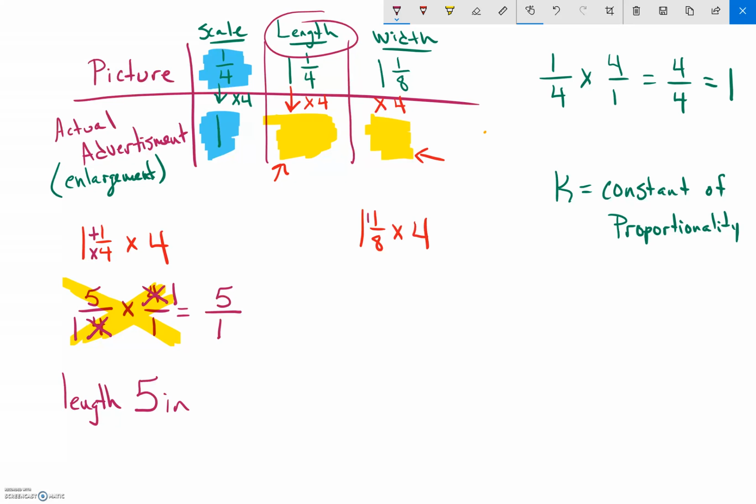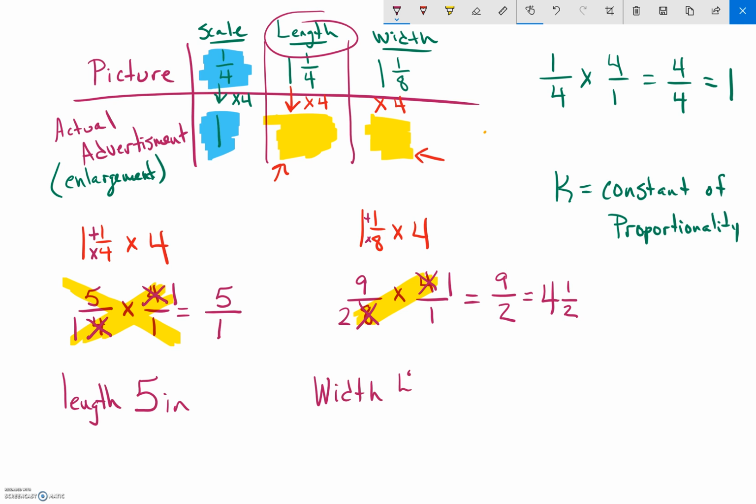Width, again, we're going to convert to improper fractions. We're going to get 9 over 8 times 4 over 1. Let's cross simplify if possible. It is possible here. 4 and 8 both have a common factor of 4, so divide both pieces by 4. This becomes 1. This becomes 2. We get 9 over 2. 2 could go into 9 4 times, with 1 left over. Becomes 4 1/2. So we have a length of 5 inches and a width of 4 1/2 inches. And that's our answer.